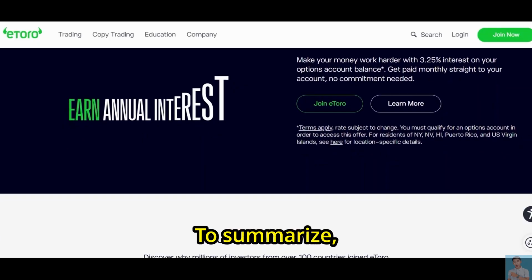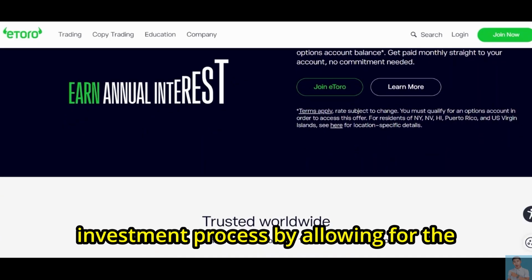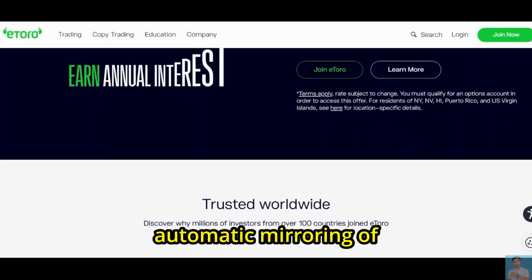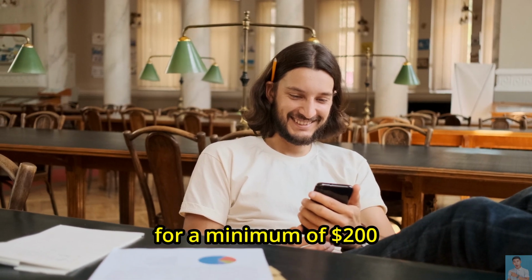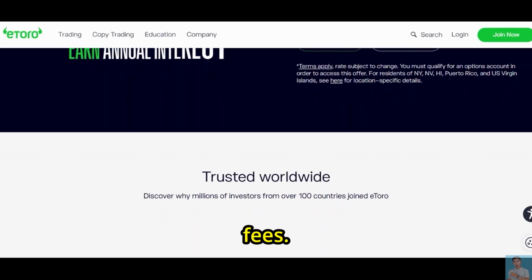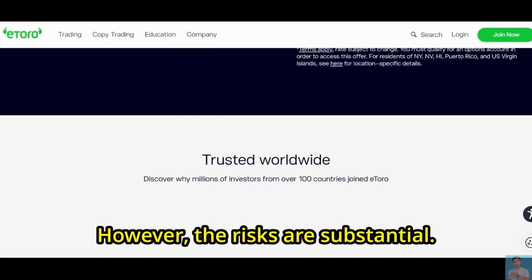To summarize, eToro CopyTrader simplifies the investment process by allowing for the automatic mirroring of experienced investors for a minimum of $200 without extra management fees. However, the risks are substantial.